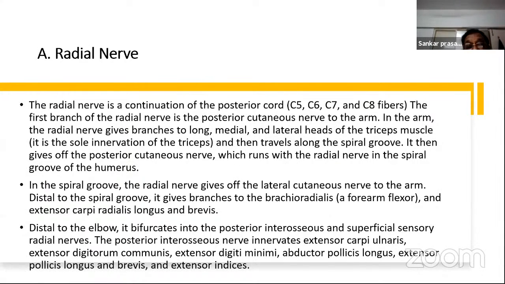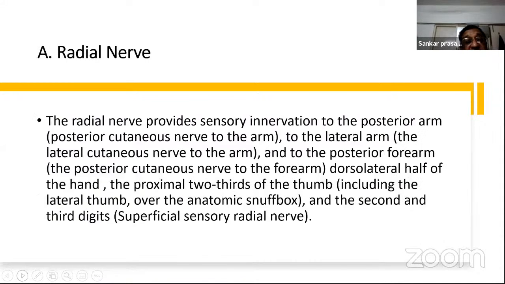It often comes. It innervates the extensor carpi ulnaris, extensor digitorum communis, extensor digiti minimi, abductor pollicis longus, extensor pollicis longus and brevis, and extensor indicis. So this is an important nerve to remember. Posterior interosseous nerve syndrome is often asked.